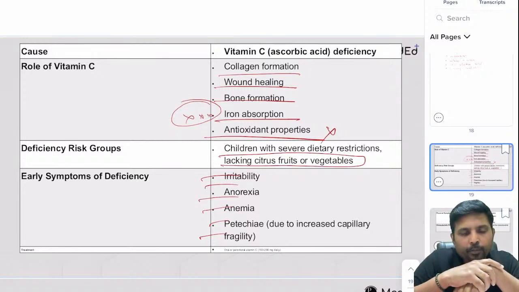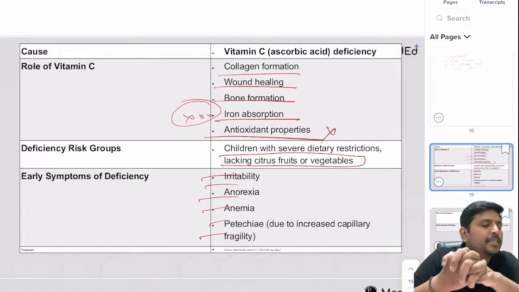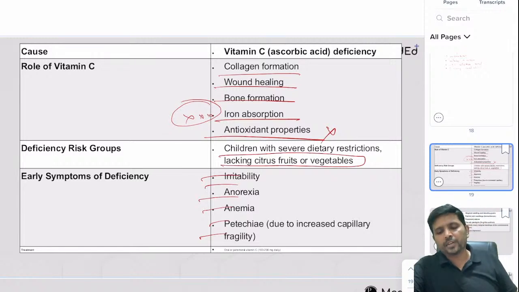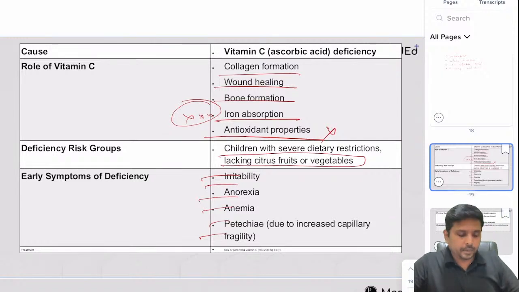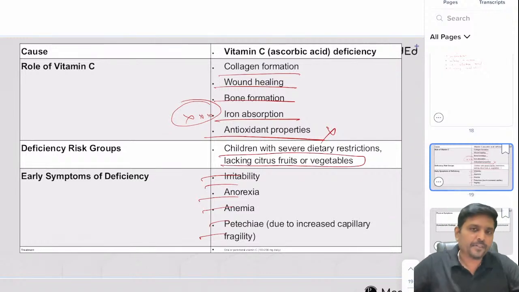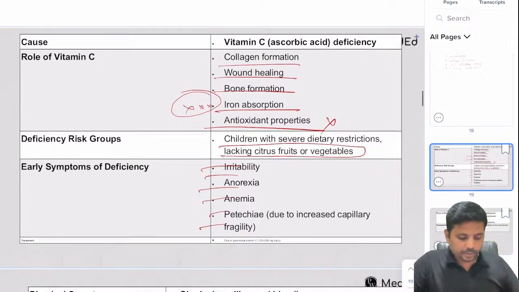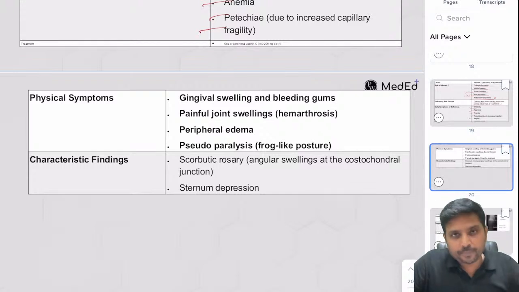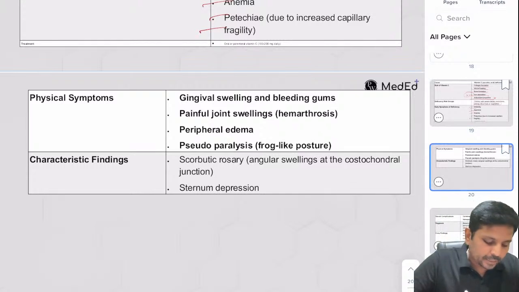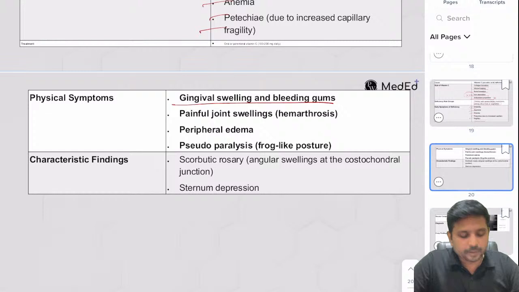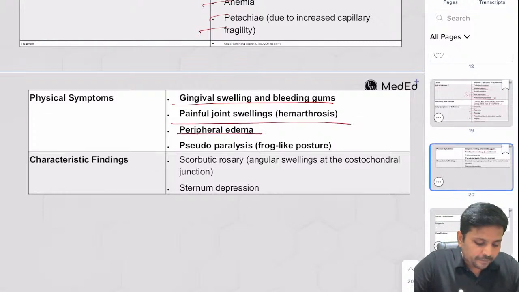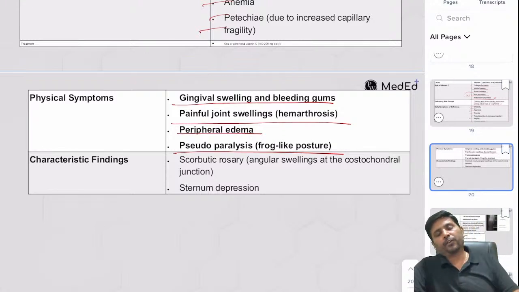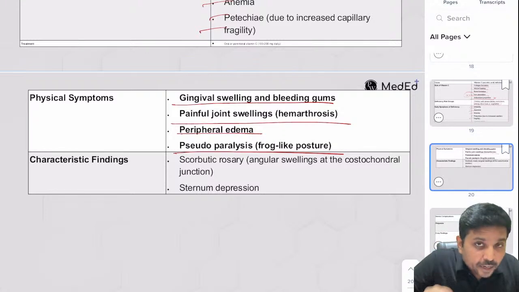pseudo paralysis. Pseudo paralysis means because of the periosteal bleed, the child cannot move his limbs properly. This is called pseudo paralysis of the femur. And then what else can you have? Apart from that, because of the poor wound healing, the child is more prone to bleeding gums, hemarthrosis such as painful joint swellings, peripheral edema, and pseudo paralysis or frog-like posture mainly due to periosteal bleed.